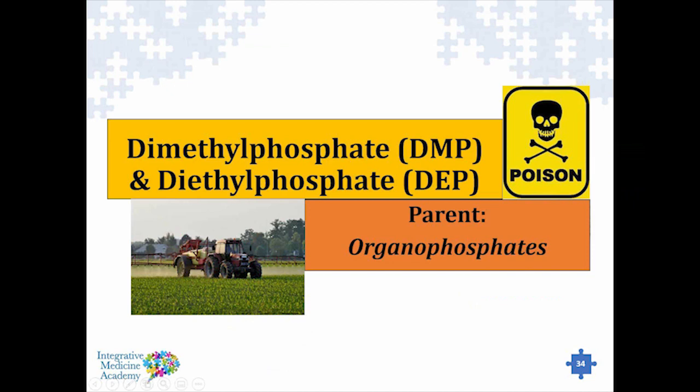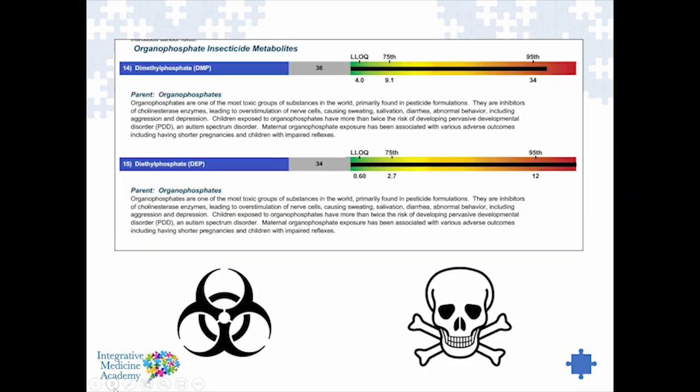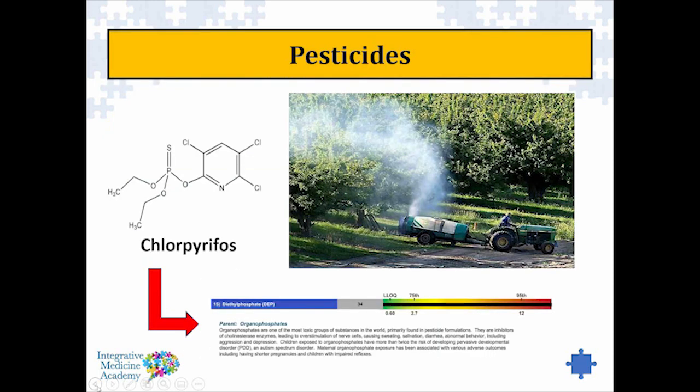Organophosphates, dimethylphosphate, diethylphosphate are serious problems. These are strong neurological toxins. Children who are exposed to organophosphates often have learning difficulties. They have poor reflexes. They have a higher risk of developing attention problems, behavioral issues. Children with autism who are exposed to these particular types of pesticides like chlorpyrifos, which is an organophosphate, many times will have poor behavior, poor attention, poor focusing, poor language development.